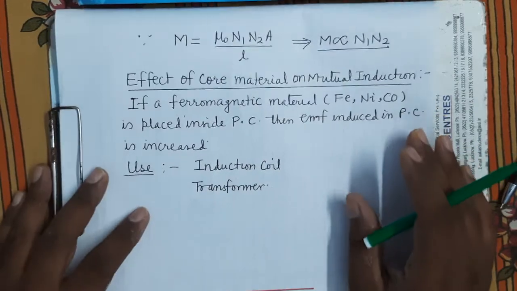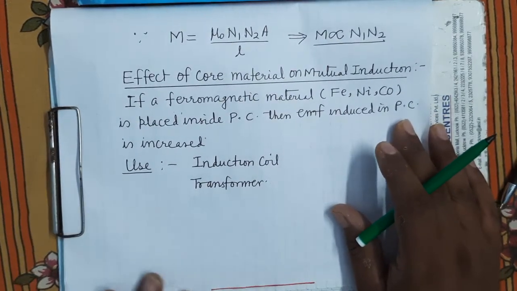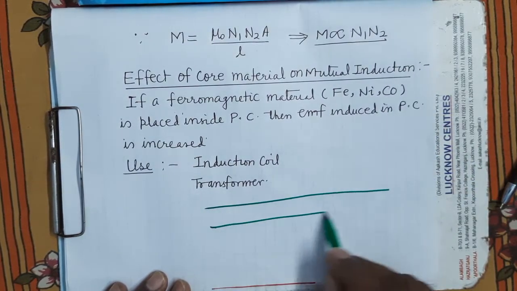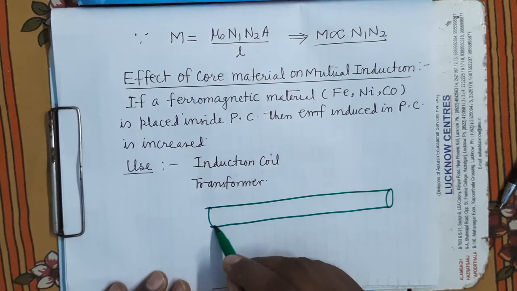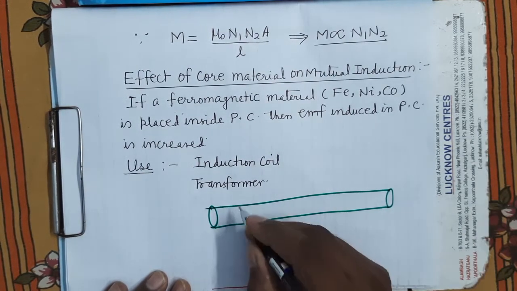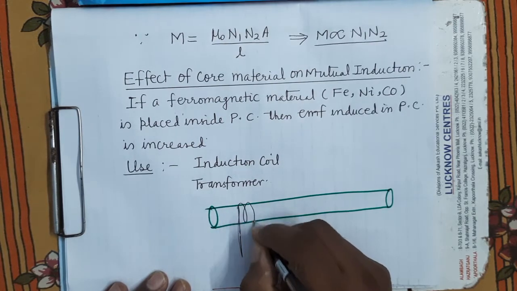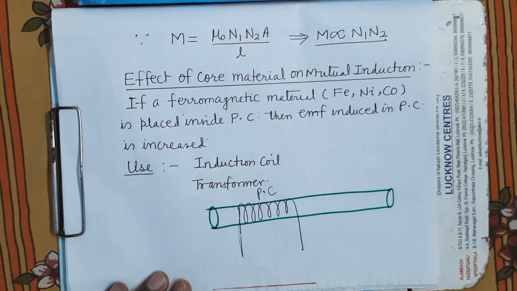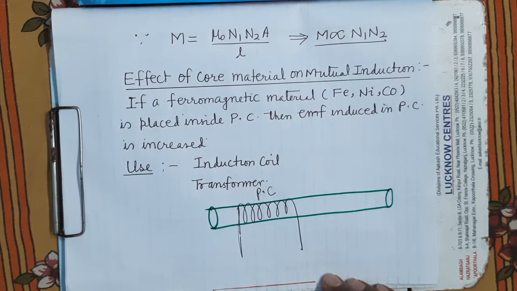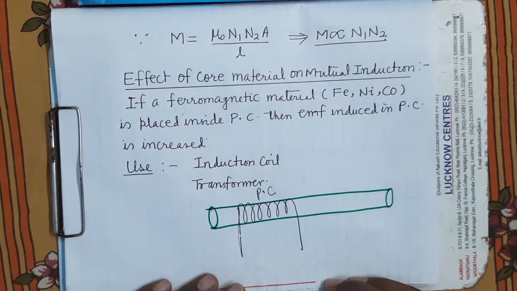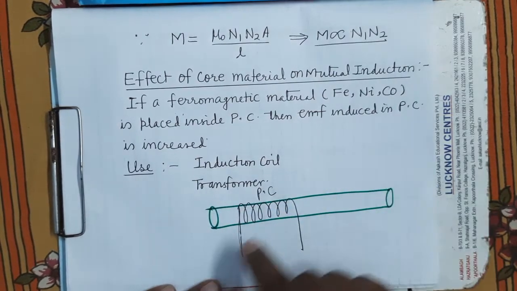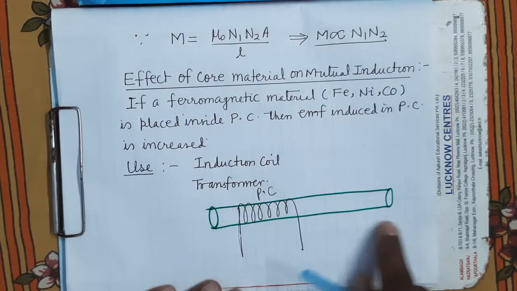Now see here, what is the effect of the core material on the mutual induction? Suppose there is an iron core, and over the same iron core there is the winding of the primary coil as well as of the secondary coil. As we know, iron has more permeability. Permeability means the ability of concentrating the magnetic flux within it, so the magnetic flux which passes outside it is concentrated within it and passes through it.